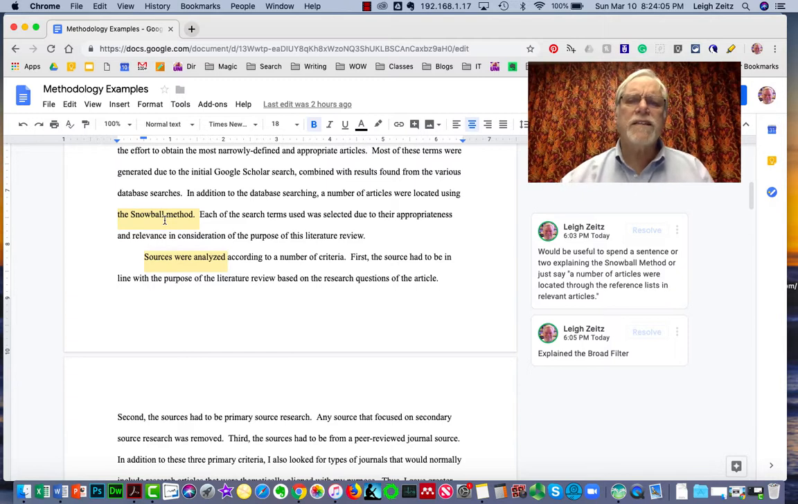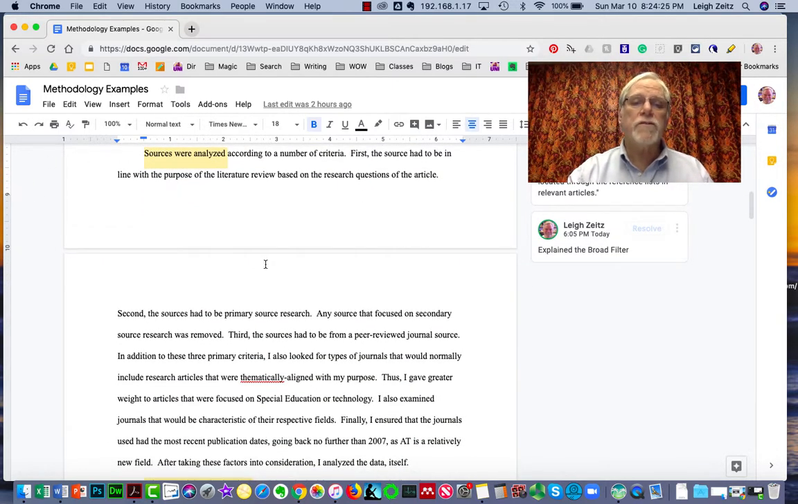Another way is to simply say that a number of the articles were located through the reference list in relevant articles. I used articles twice there, didn't I? Okay. Well, if you simply want to say that, you know, I looked at the back of the articles that I found relevant and found additional resources that way.